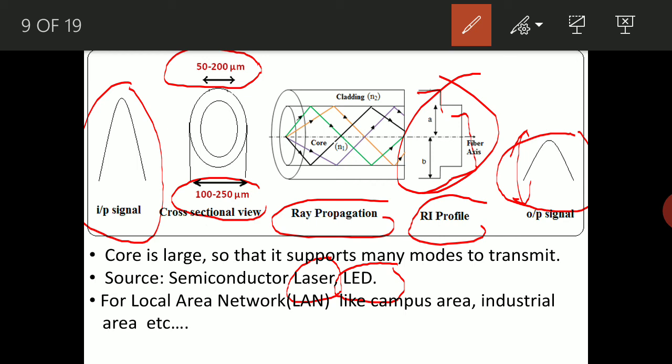As I said, it is not desirable for long distance communication. So for a very small campus or area, we can call it a LAN, local area network. For the LAN purpose, we can use this multimode step index fiber. Usually the small campus, the industrial area, so a very small region, we can use this as far as communication is concerned.